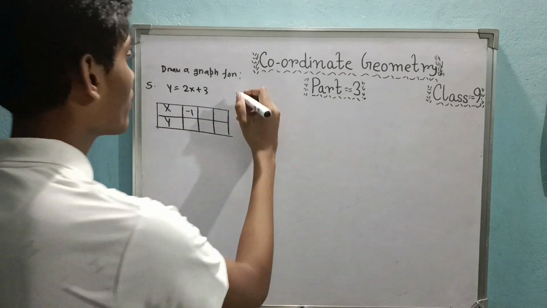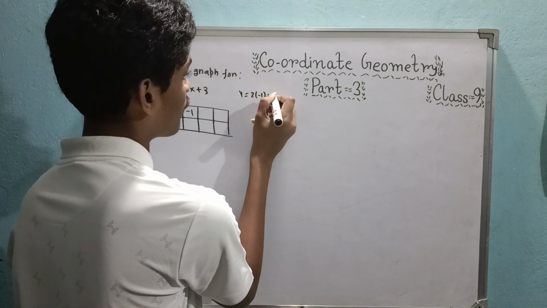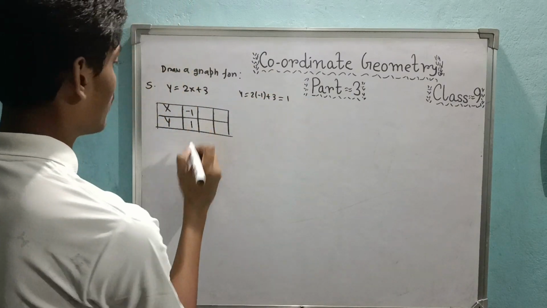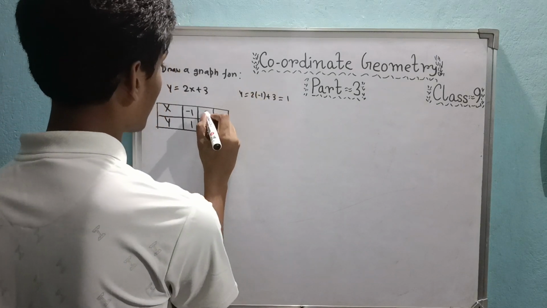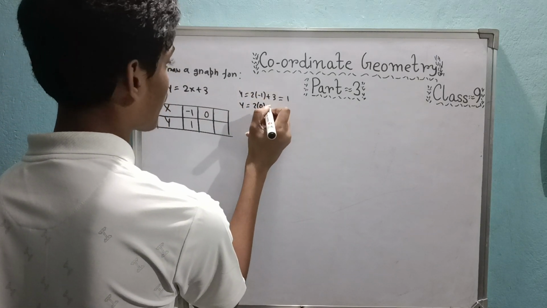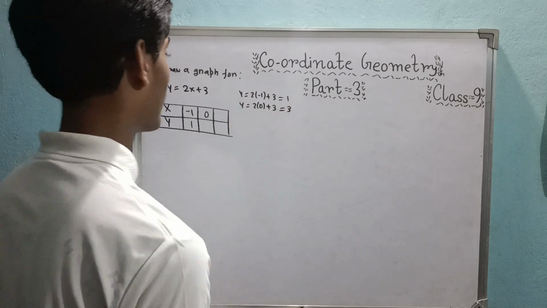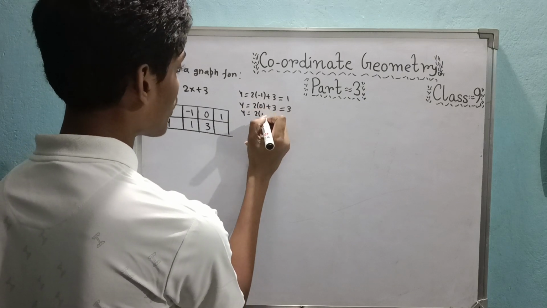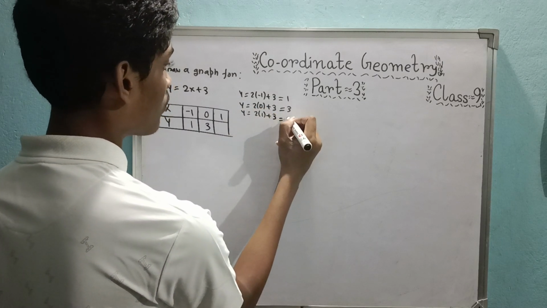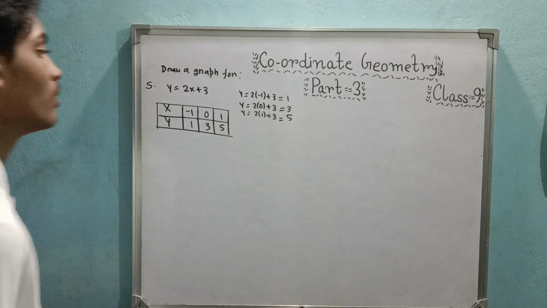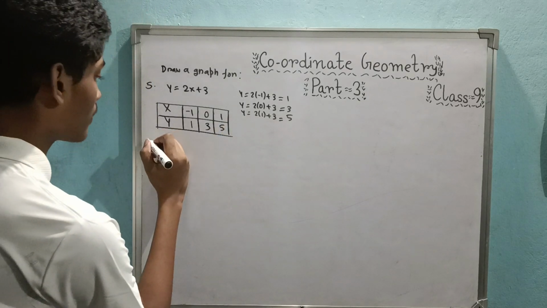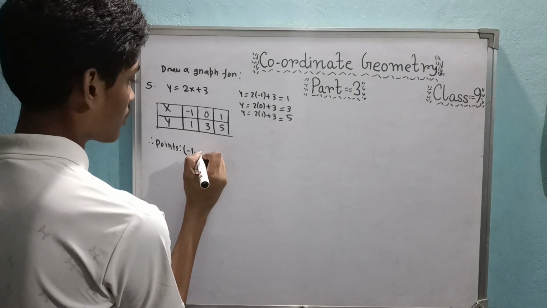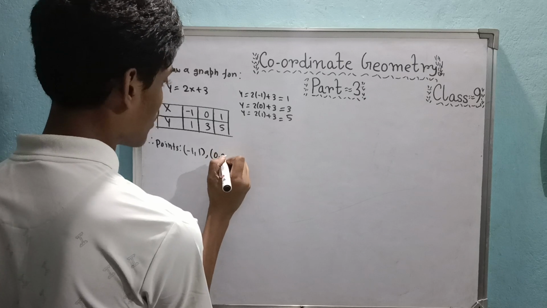If you do that, you get y equal to 2 into -1 plus 3. Right? -2 plus 3 equal to 1. If you take x equal to 0, you get y equal to 2 into 0 plus 3, which is 3. If you take x equal to 1, you get y equal to 2 into 1 plus 3, which is equal to 5. So these are the values. Now the coordinates, therefore points are: -1 comma 1, next is 0 comma 3, and 1 comma 5.